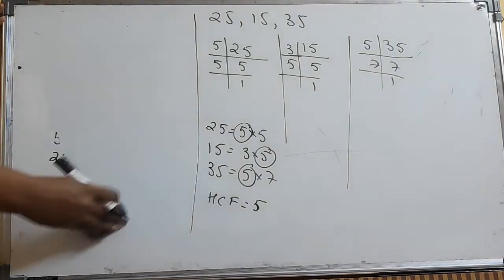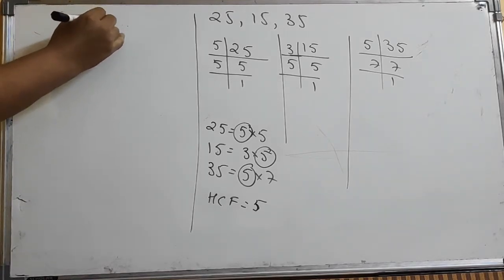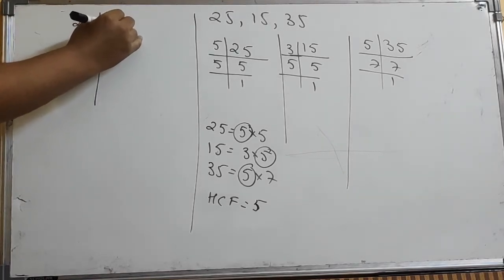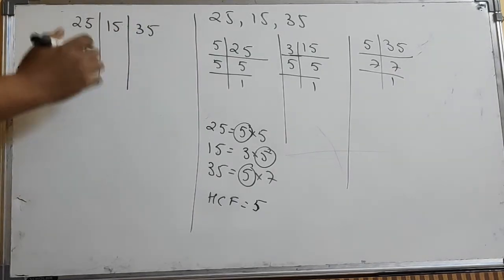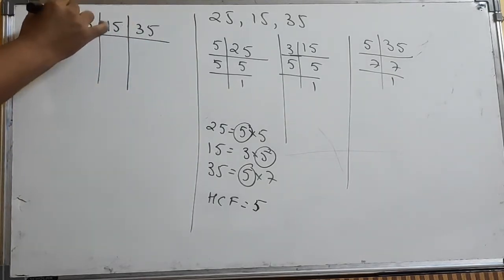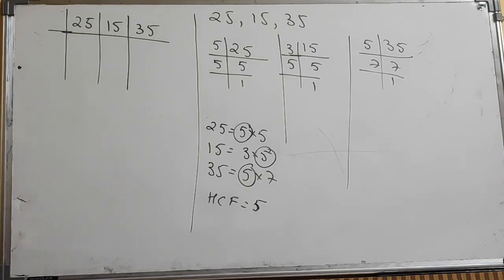So I'm not erasing this part. What I'm going to do is I'm going to continue with this part over here. So 25, 15 and 35. Now in order to find the HCF of these three numbers, the very first thing we are going to do is take a number which can divide all the three numbers.